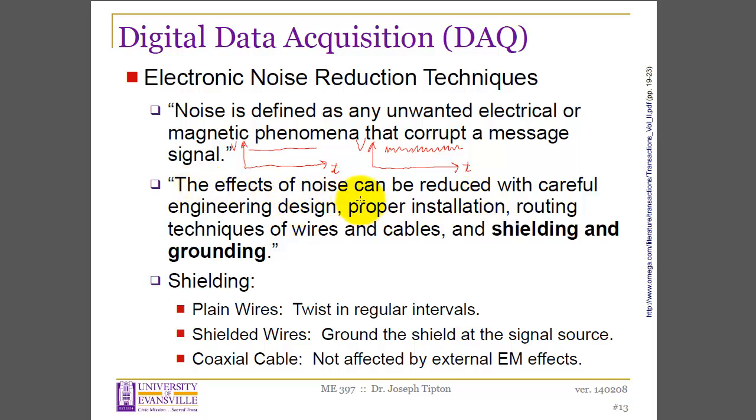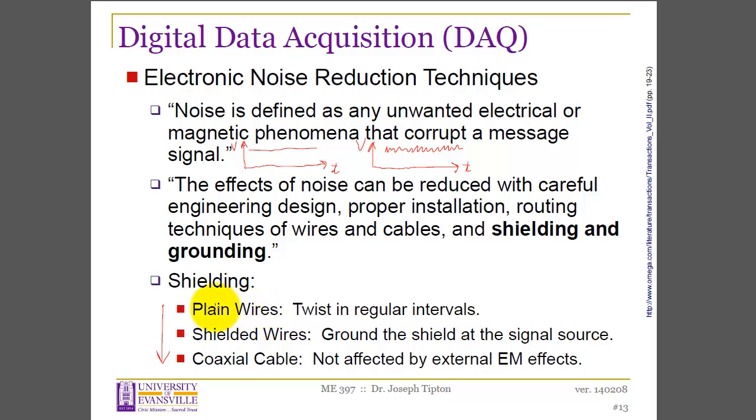Well, the effects of that noise can be reduced through engineering design, installation, routing of the wires and cables, and shielding and grounding. The lowest hanging fruit, I think the easiest thing for us to look at, is the shielding and grounding. And as you'll see in that reading, there are 3 types of shielding that are fairly easy for us to do to try to reduce noise in a signal. We'll never remove all the noise, but we can do 3 different things. And these are increasing usefulness and increasing cost.